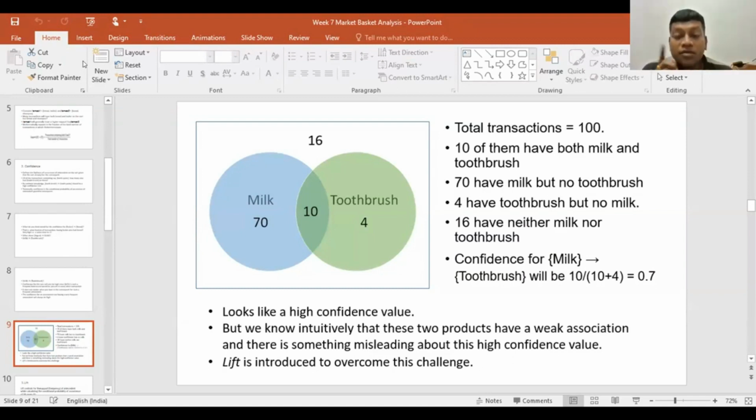No. The confidence for milk, given that toothbrush is picked. Given that toothbrush is picked, how many times is toothbrush picked? It's 4. No, the total times purchased is 14. Okay, I got it. Sorry, sir. The number of times toothbrush is picked is 14. Out of this 14, how many times is milk also appearing? 10. Yes, 10 by 14, that is 10 by 10 plus 4. That's right, and that is 0.7. Okay, got it. Thank you.